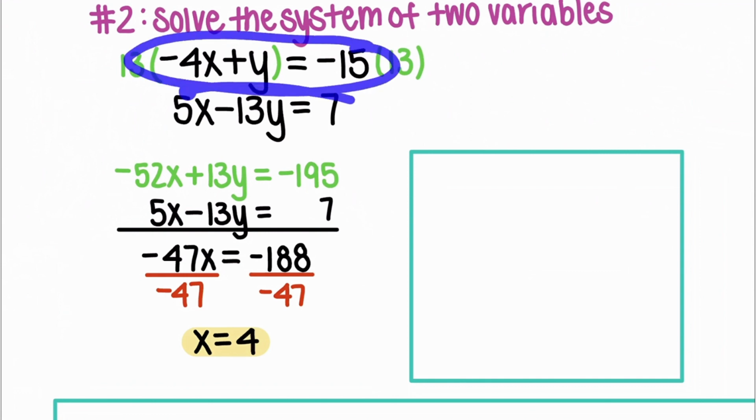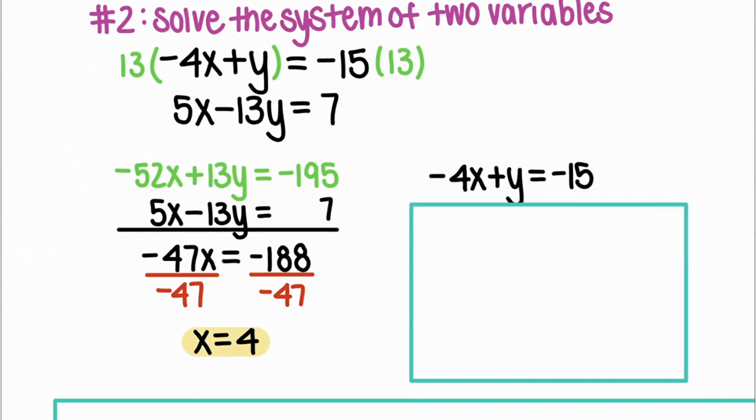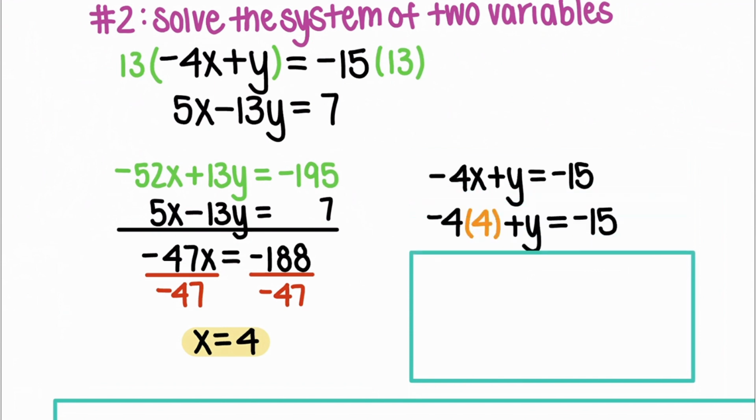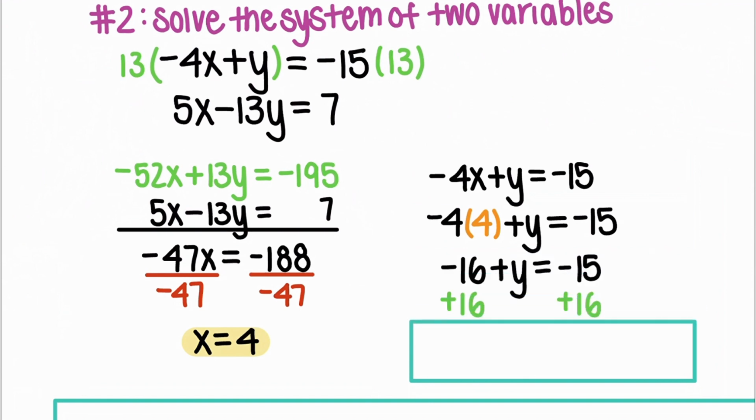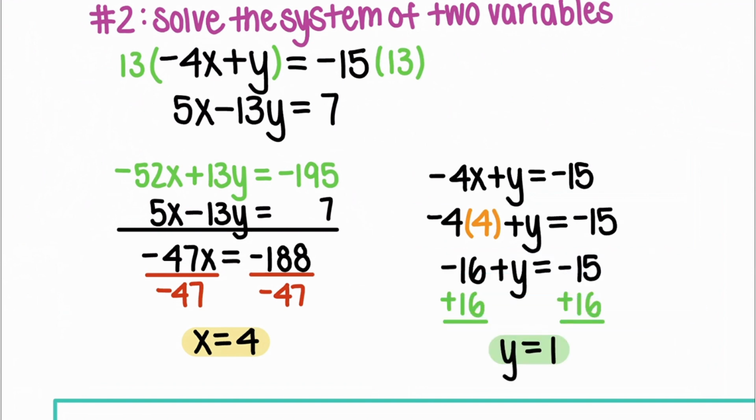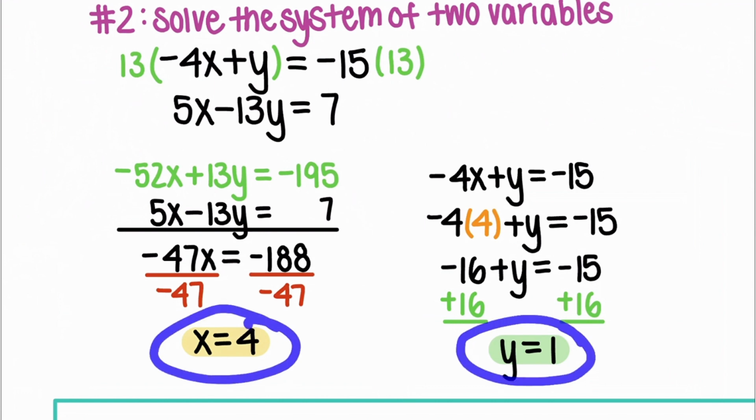And once again, because we have x, now we can solve for y. And we can choose either of the two equations to use. I'm going to use the first one because it looks easier. So we have negative 4 times 4 plus y is equal to negative 15. And solving for y gives us y equals 1.